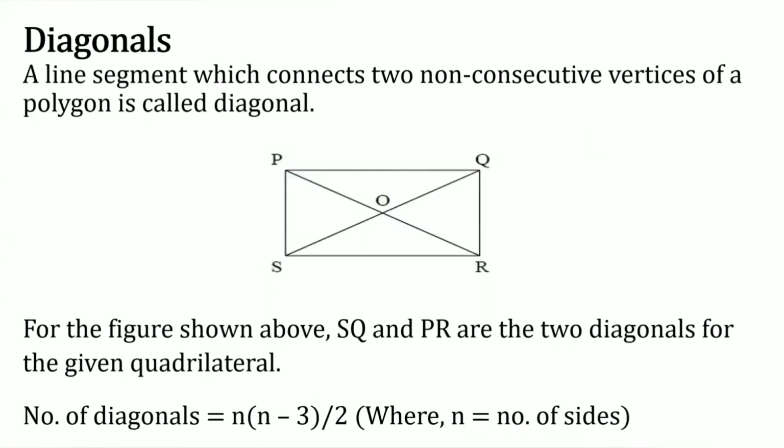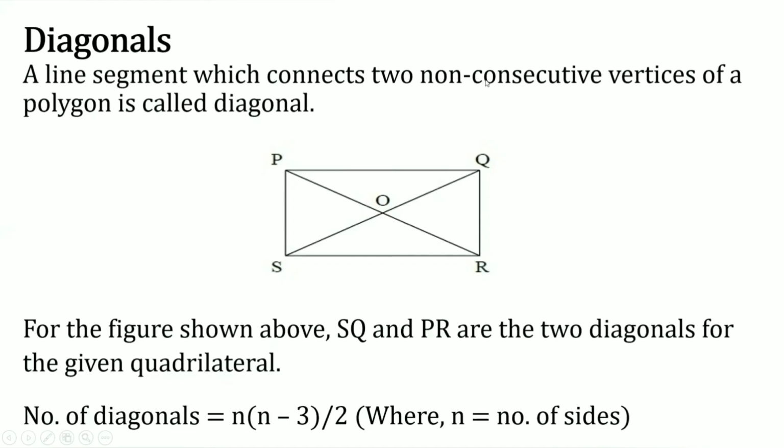Next, diagonals. Diagonals you know very well. It is a line segment which connects two non-consecutive vertices of a polygon. Here, in this figure, the polygon we have is a quadrilateral, or we also call it a rectangle. Here P, Q, R, S. These are the four vertices. P and Q are consecutive. Q and R are consecutive. R and S are consecutive. And P and S are consecutive.